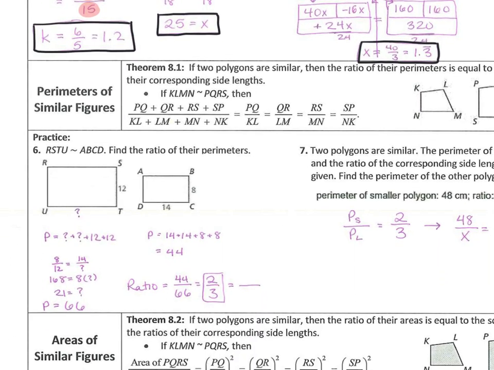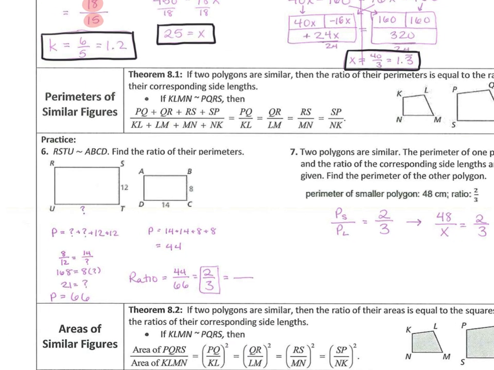The next two sections are going to apply what we know about similar figures to perimeter and area. So let's highlight these words right here, perimeters of similar figures. That way you know where to look when it asks about perimeter. Theorem 8.1 says if two polygons are similar, polygon means shape, then the ratio of their perimeters is equal to the ratios of their corresponding side lengths.